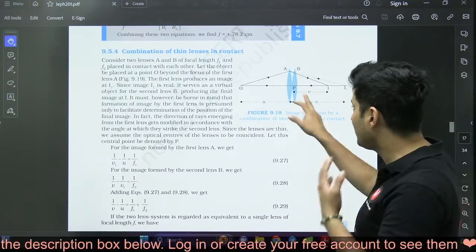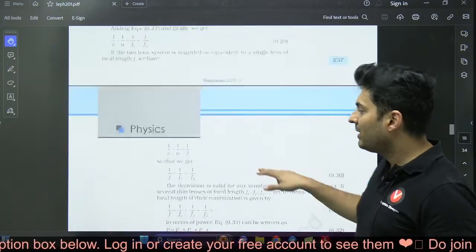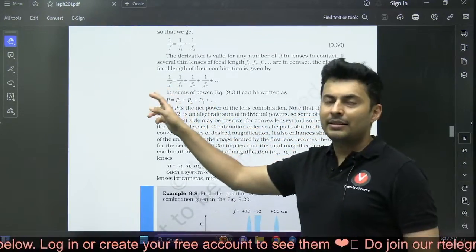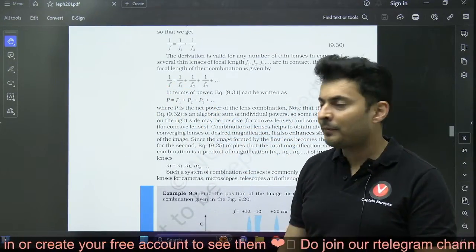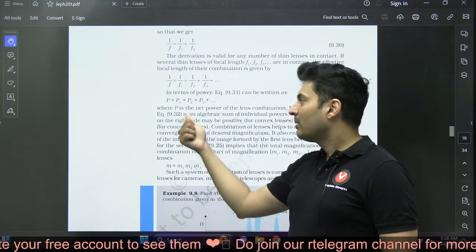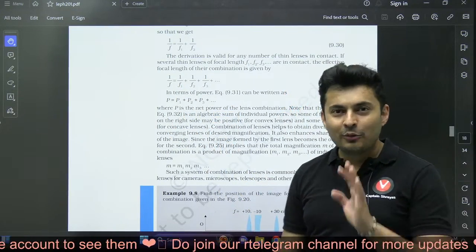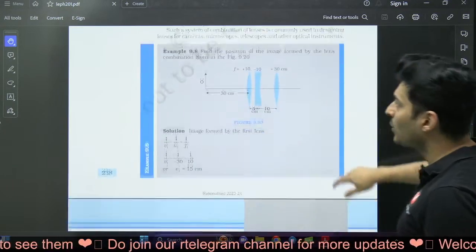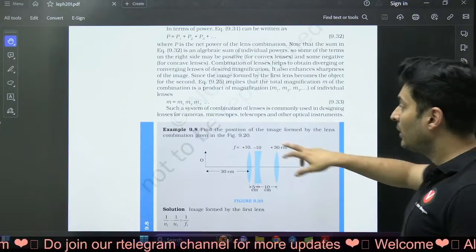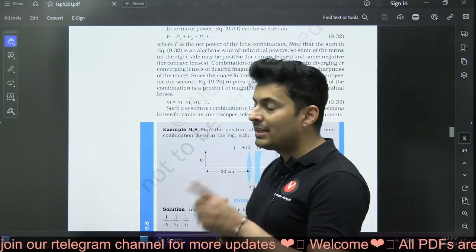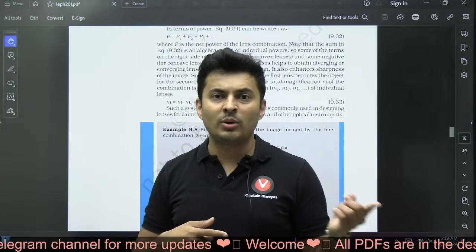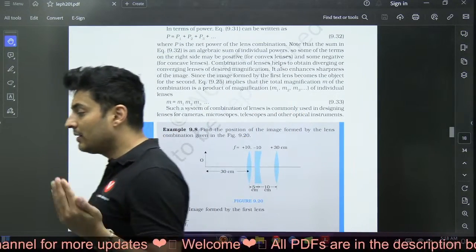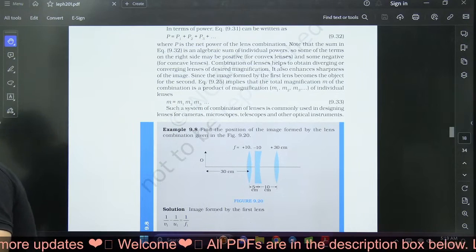When you have multiple lenses in contact, then you get the equivalent focal length like this. Take the reciprocal and add them like resistors in parallel. Basically the powers will get added, focal lengths never get added. That's the combination of lenses. But if you talk about the magnification, each lens might produce a magnification m1, m2, m3. You multiply them, you get the total magnification.